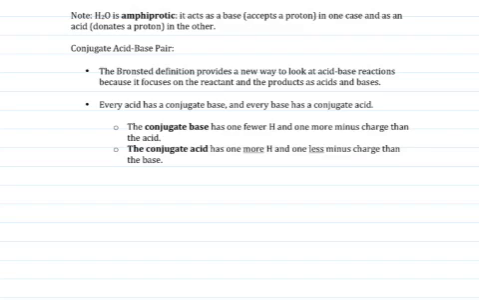Now let's go on to conjugate acid-base pairs. The Bronsted definition provides a new way to look at an acid-base reaction, because it focuses on the reactants and the products as acids and bases. Every acid has a conjugate base, and every base has a conjugate acid. The conjugate base has one fewer hydrogen and one more minus charge than the acid, while the conjugate acid has one more hydrogen and one less minus charge than the base. Let's take a look at some examples.